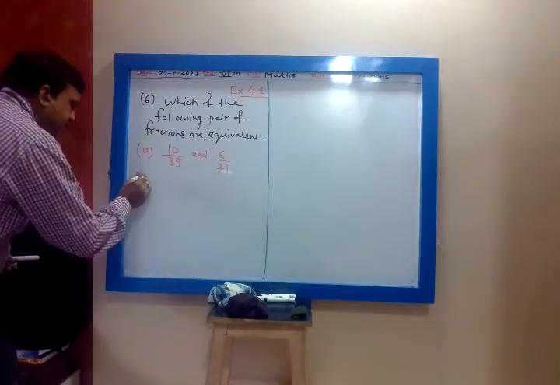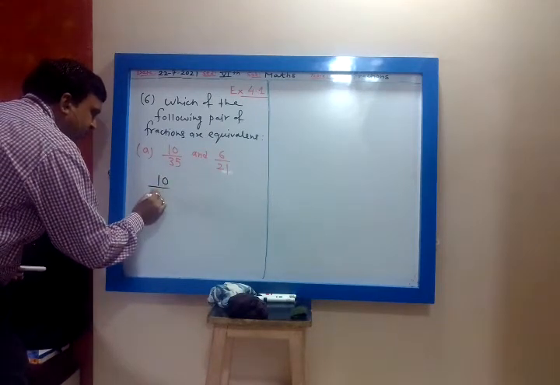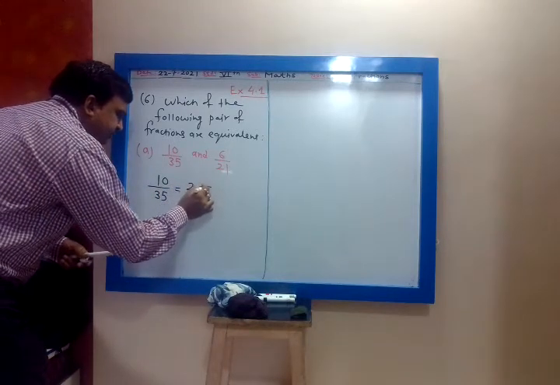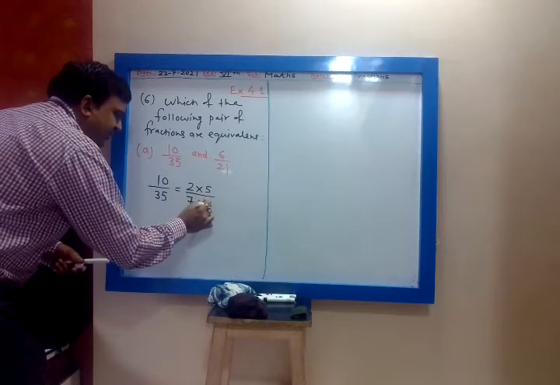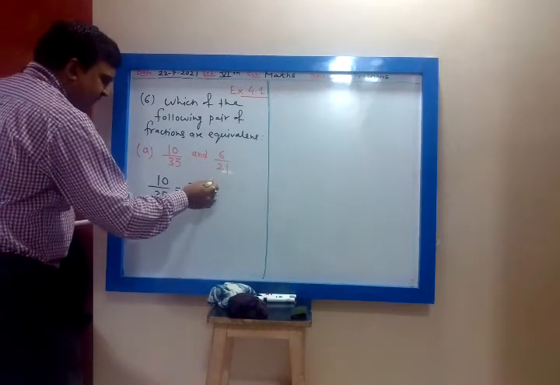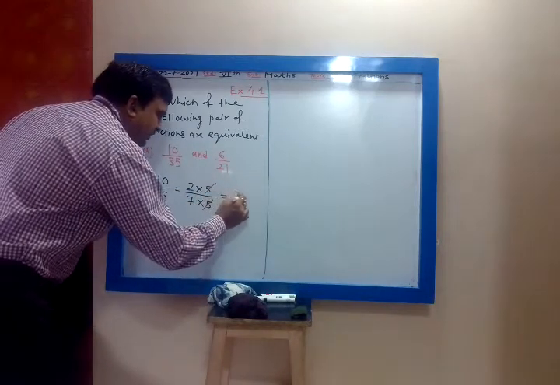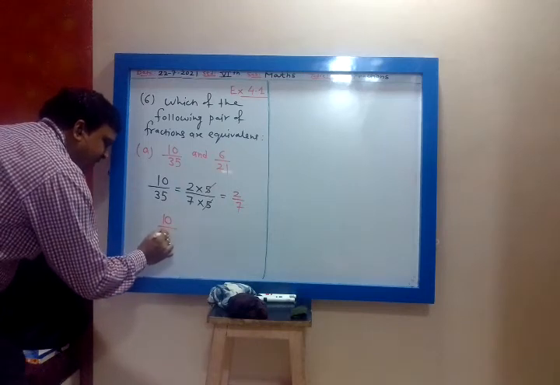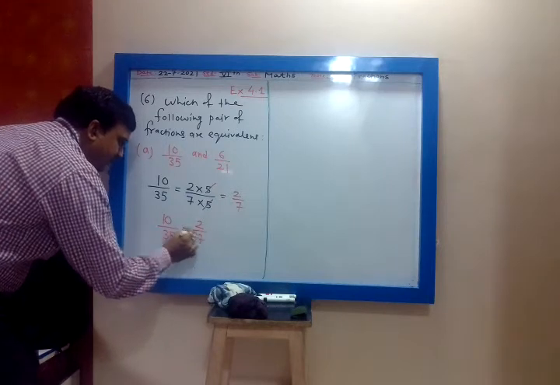Let us take 10 by 35. Now what you can write 10? 10 I can write 2 5s are 10 and 35 I can write 7 5s are 35. Correct? Now which term is common in numerator and denominator? 5. 5 gets cancelled. So what is left? That is 2 upon 7. So my fraction 10 upon 35 is nothing but 2 upon 7.